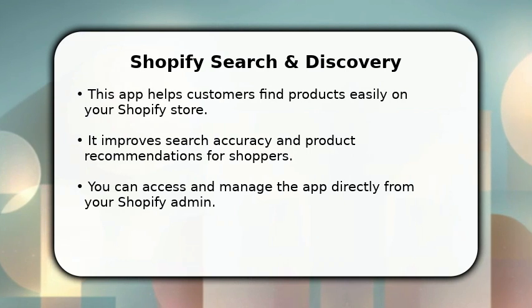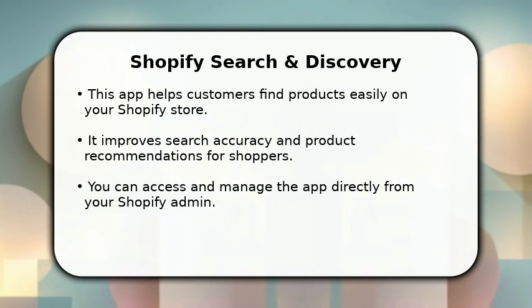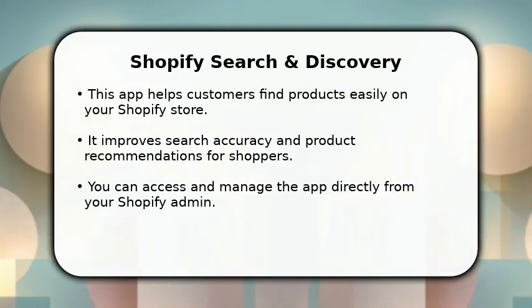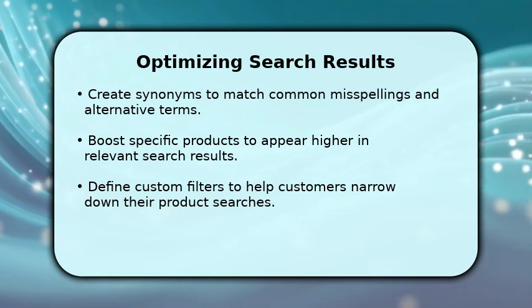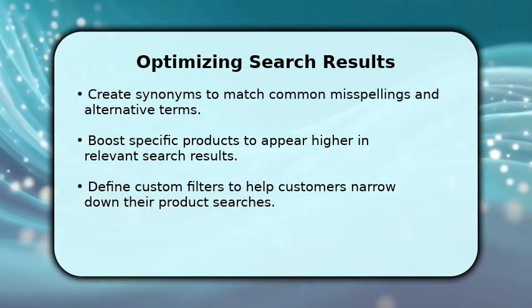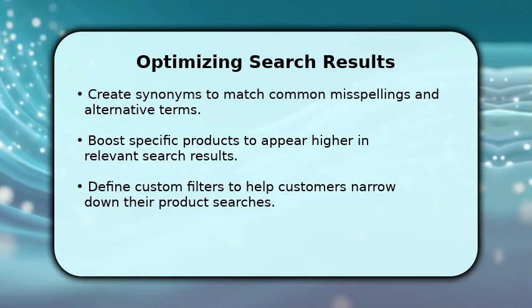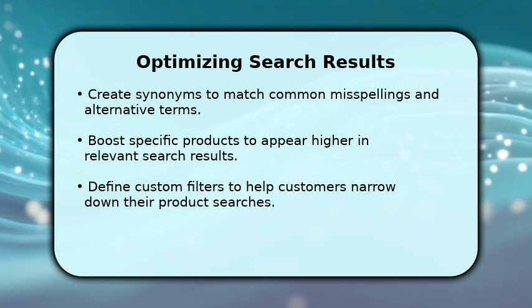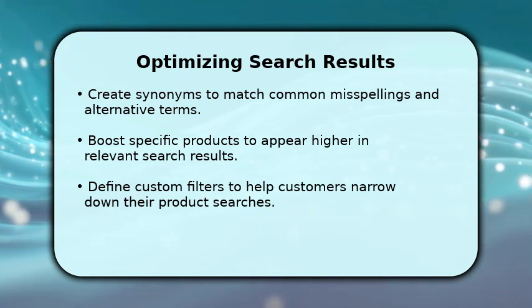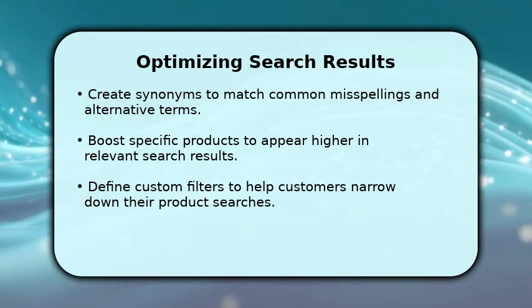You can effortlessly manage all its features directly within your Shopify admin, giving you complete control over your store's search functionality. Optimizing your search results is crucial for customer satisfaction. The app allows you to create synonyms, ensuring that even if a customer types a common misspelling or an alternative term, they still find the correct products. You can also boost specific products, making them appear higher in search results for particular queries.